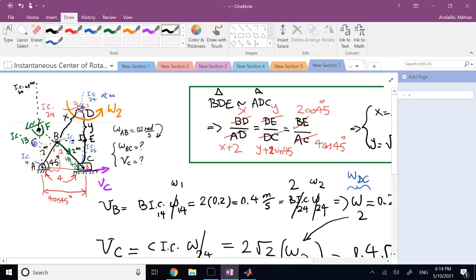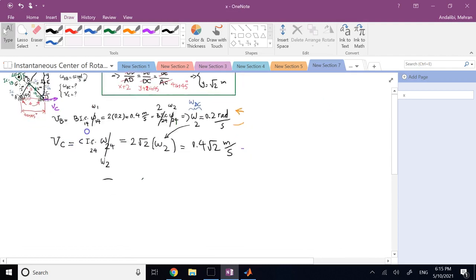Let's call this G, for example, BFG and FAC, and say again they are similar. Again, this is 2 cosine 45, this is 4 cosine 45, so all the ratios are half. Therefore, FB is the same as BC, so it has to be 2 meters. And this distance also has to be 2 sine 45, 2 sine 45. So that distance has to be 2 meters. And so the distance from C to F is 4 meters.